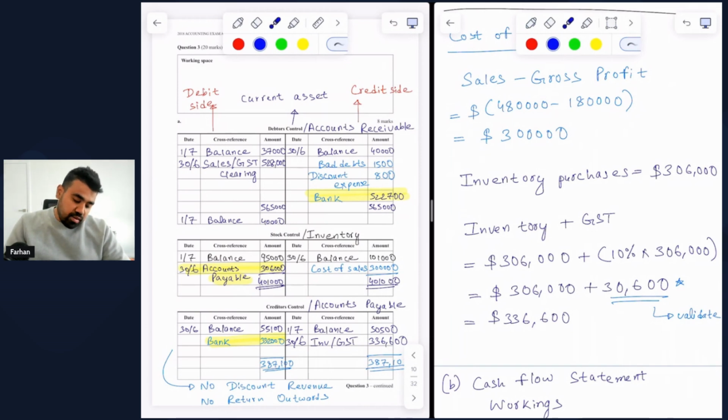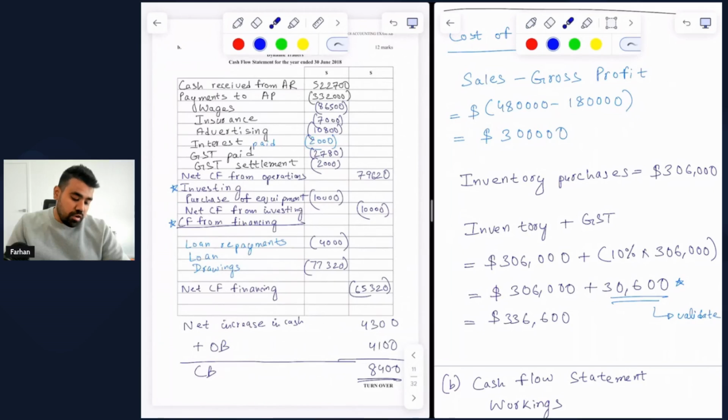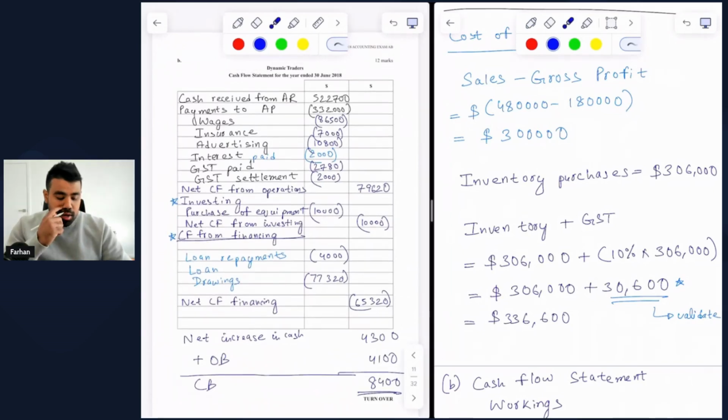Now, what's next? We are required to prepare the cash flow statement, and we have to prepare the entire statement, and we have three sections. We have the operating activities, and then we have the investing activities, and then we have the financing activities. A few of the numbers were not straightforward calculations. You had to do some workings to get through the complications.